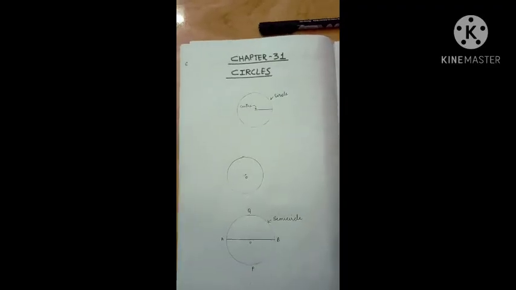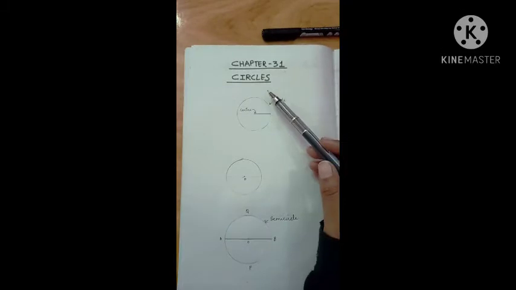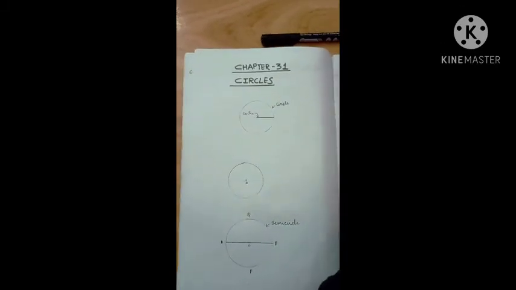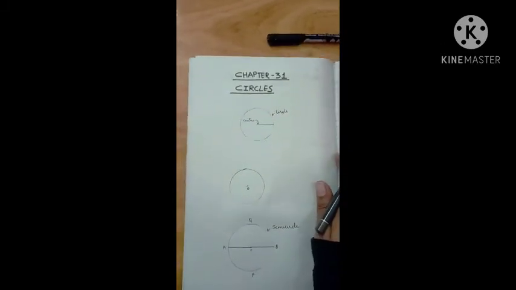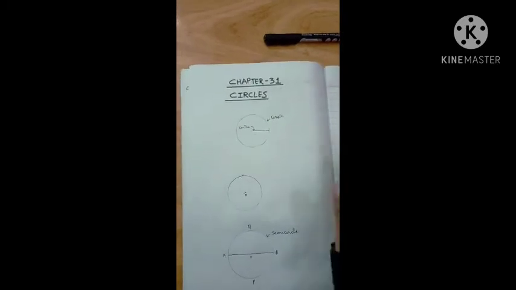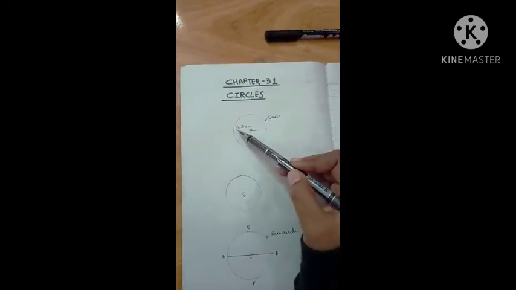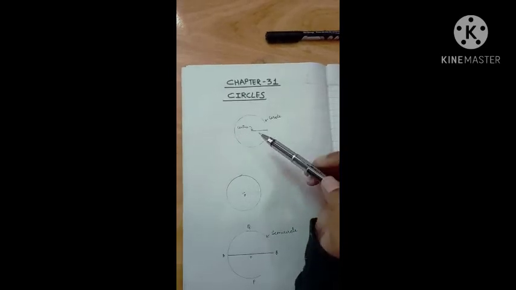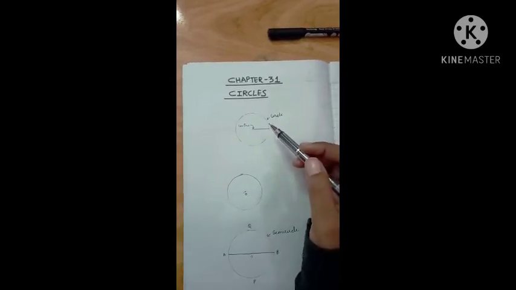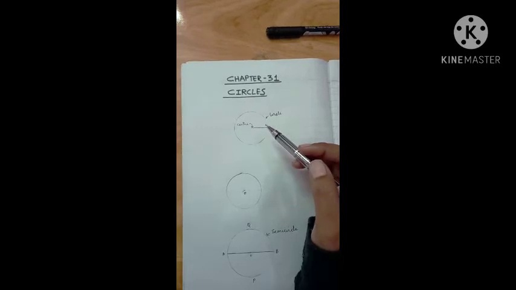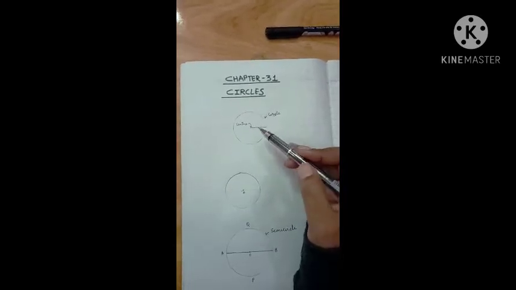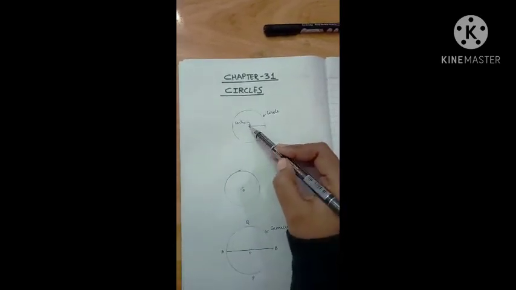Today I'll start chapter 31, circles. So students, what is a circle? A circle is a simple closed curve all of whose points are at a constant distance from a fixed point in the same plane. The fixed point is called the center of the circle.